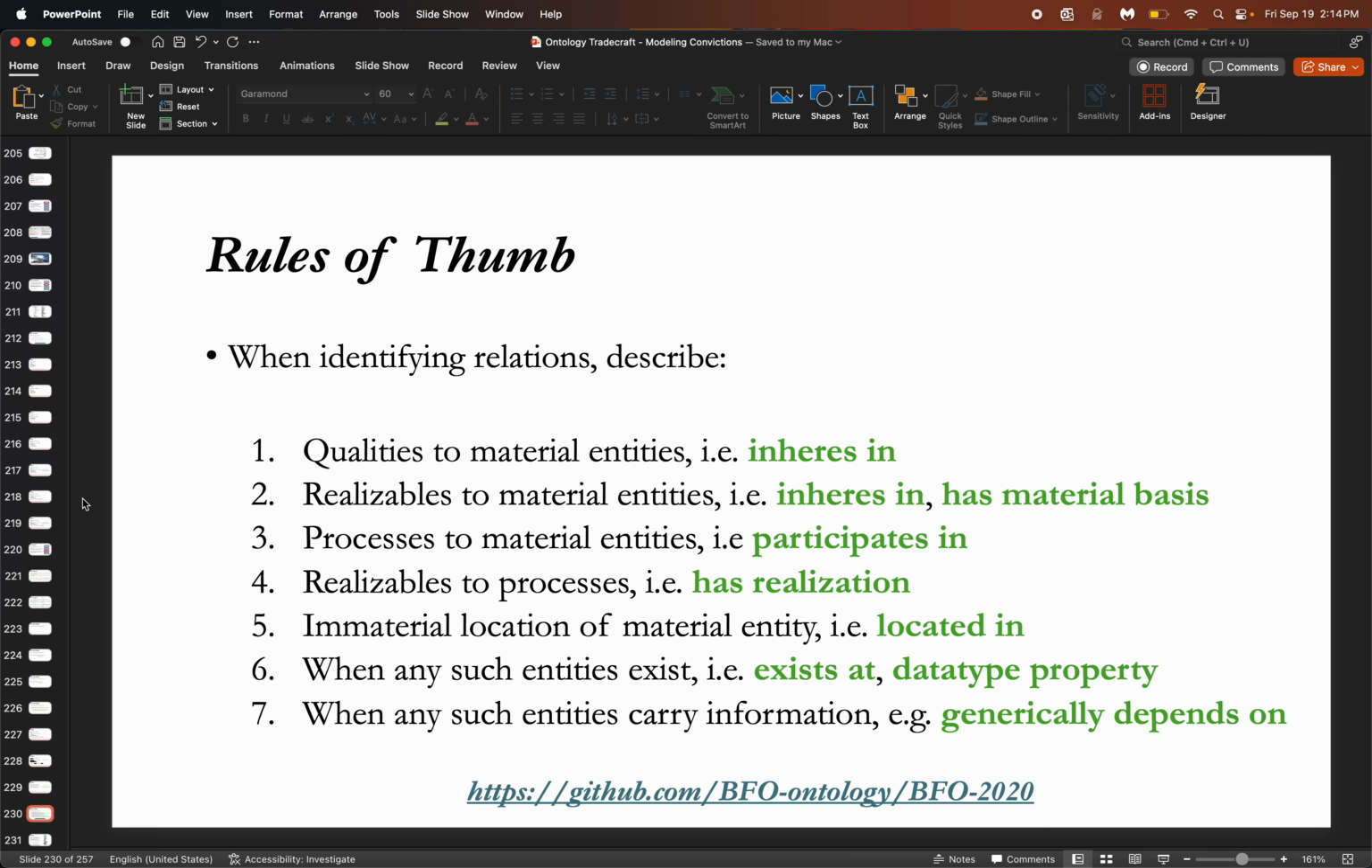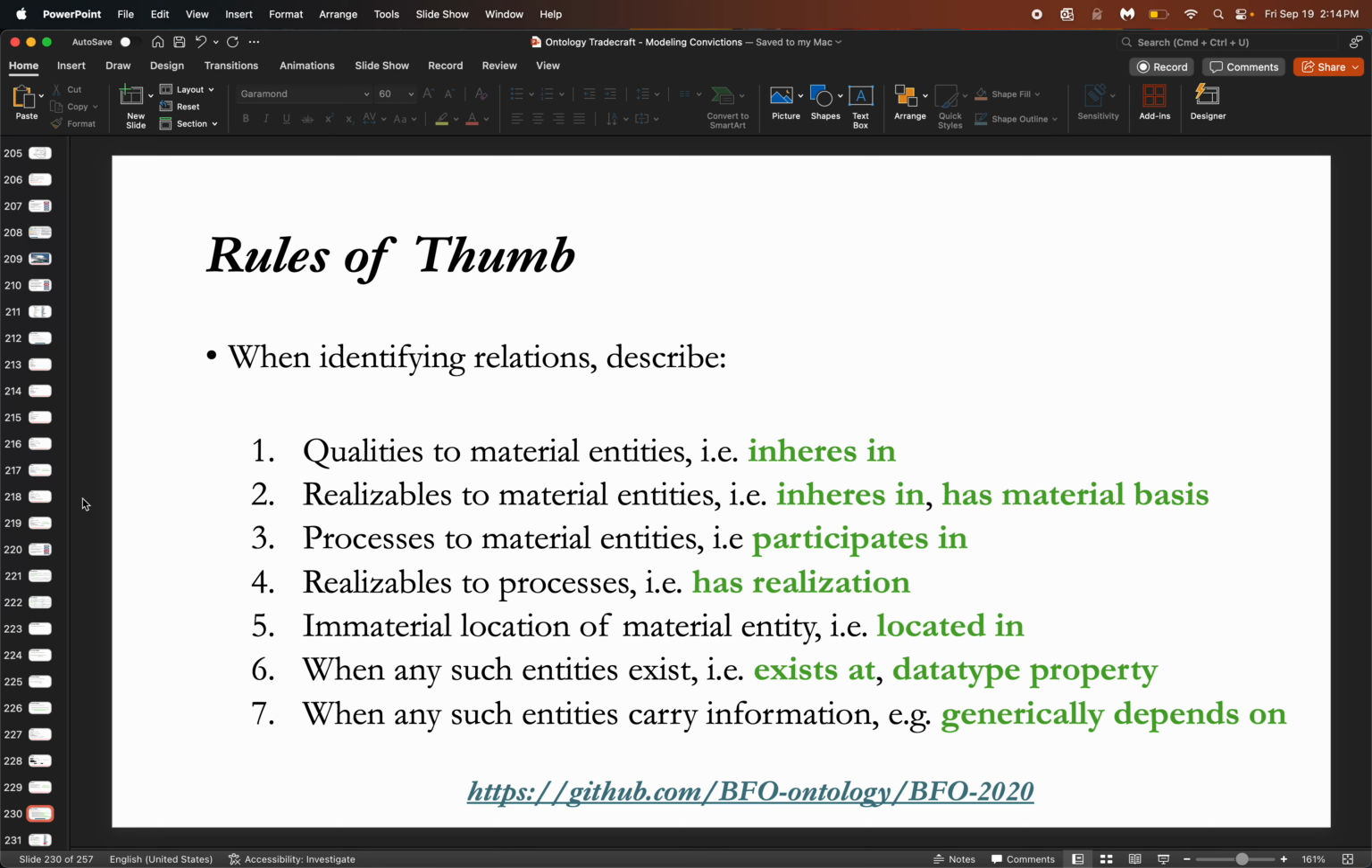For example, relationships between qualities and material entities. In BFO, we have inheres in that connects them. Realizable entities to material entities: inheres in or has material base, depending on whether you're talking about dispositions or not. Processes are related to material entities through participates in, and then realizable entities are related to processes through realizations. Immaterial location of material entities is connected through located in, and things exist through exist at or potentially data type properties. And then whenever any such entities carry information, we have things like generically depends on to make that connection clear.